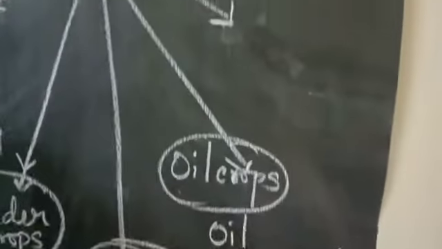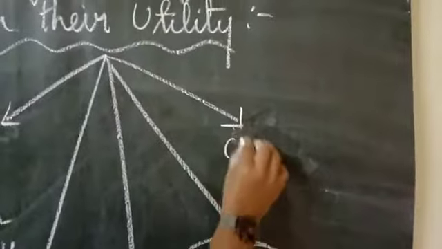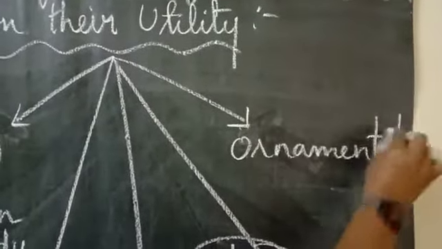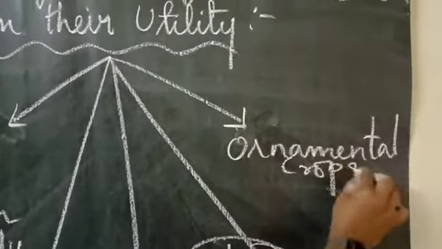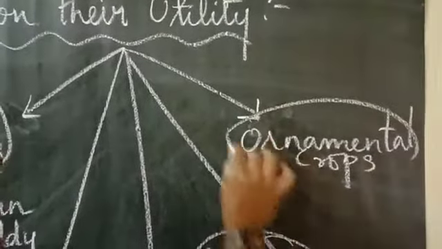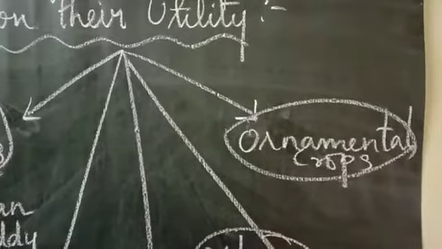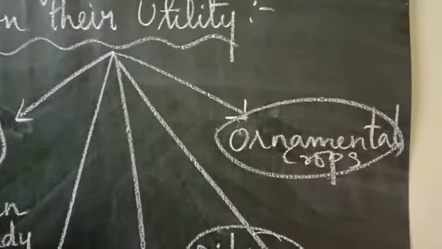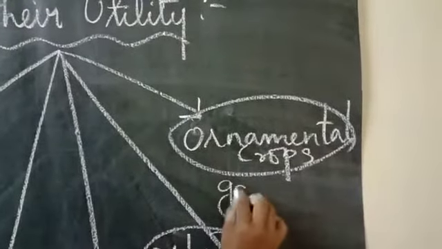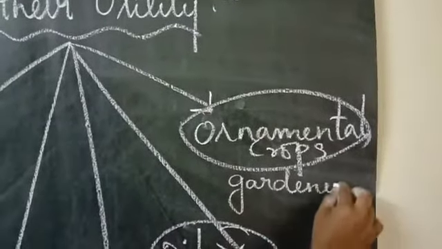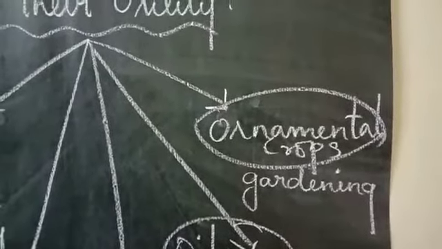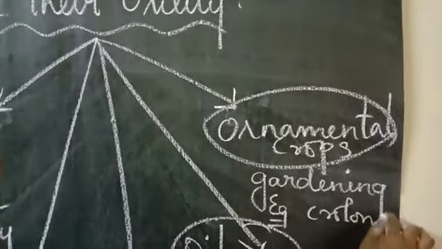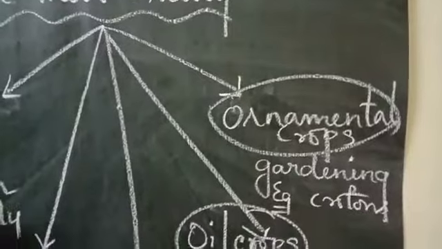And the last one, if you see, is ornamental crops. These crops are grown for gardening purposes, landscape gardening, and for the decoration process also, we can say. An example is crotons. Clear?